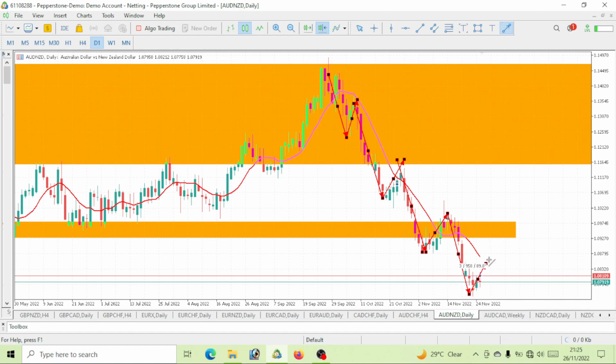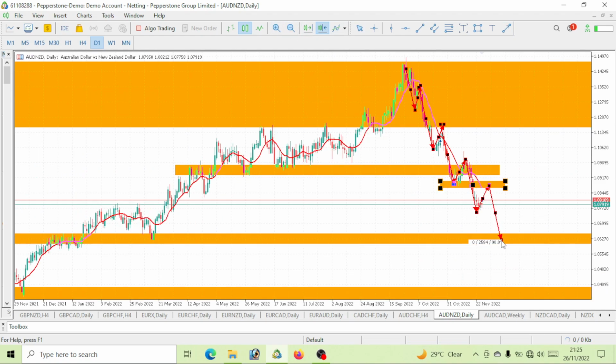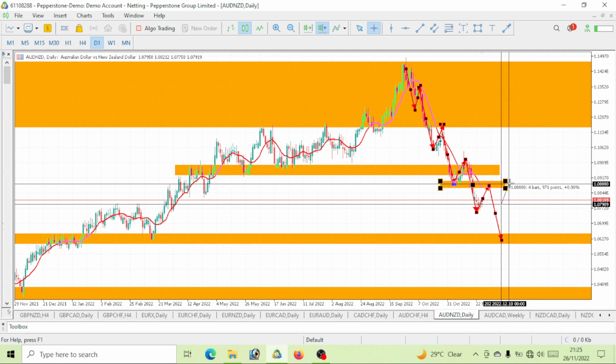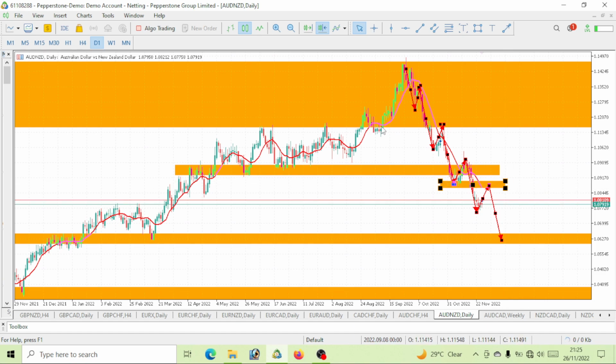Let's see the correction. In case the correction is made, then we should see it reject at this level on AUD New Zealand dollar. Then we would continue our bearish move. So this level, if price can come here, that is 170 pips. But in case it rejects, we should see it reject at a level of maximum 100 pips. So I still believe this price will actually drop further, right?